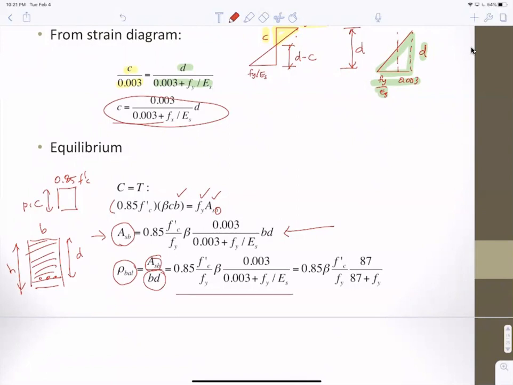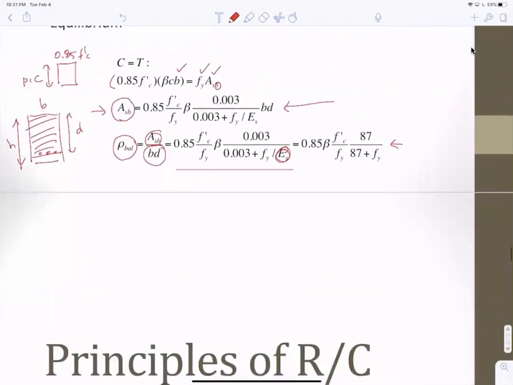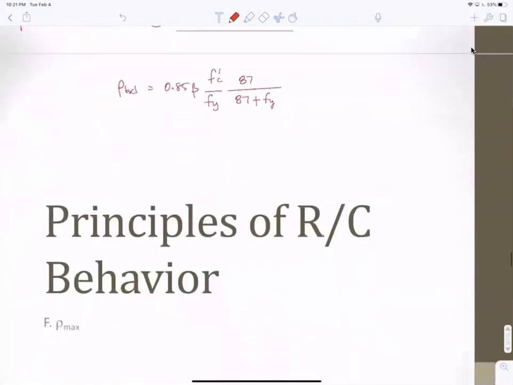Multiply everything by Es to get this ugly thing out of the denominator. So multiply numerator and denominator by Es, and you get this. So you get rho balanced. Okay, so rho balanced equals 0.85 beta1 f'c over fy times 87 over 87 plus fy. So that amount of steel will make the steel yield exactly when the concrete crushes.